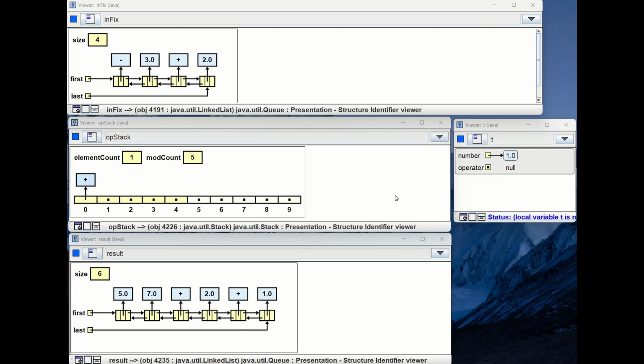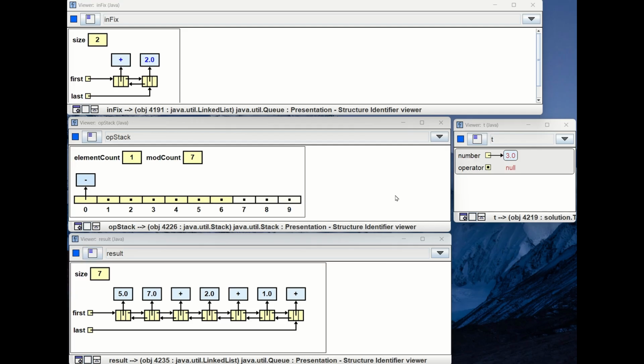Now we're going to look at the minus sign. The minus sign has the same operator precedence as the plus, so we're going to pop off the plus from the stack and push it into our results queue. Once we've done that, we're going to push our minus sign onto the stack and then go back to examining our input. Our input is 3. That is a number that goes into our output. Our next token is a plus sign.